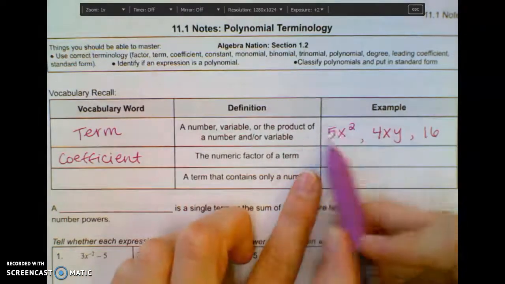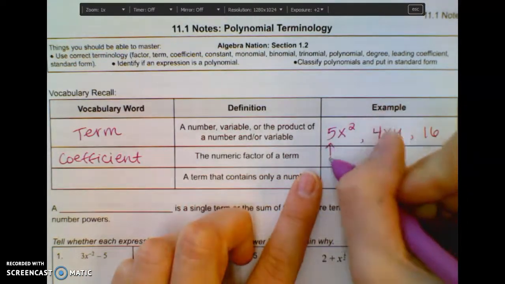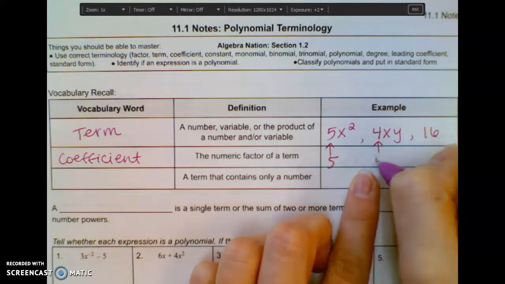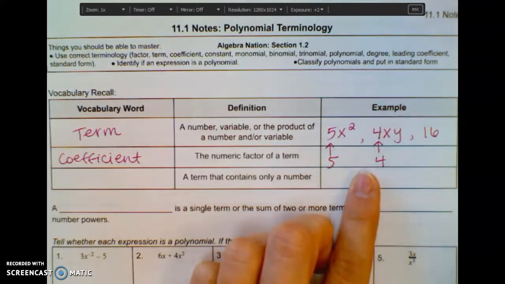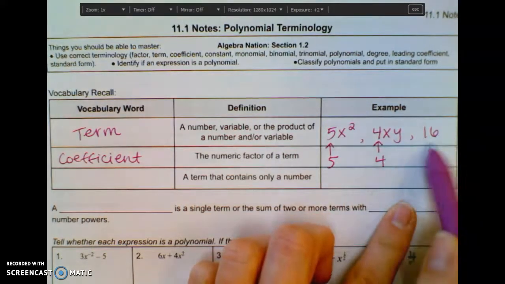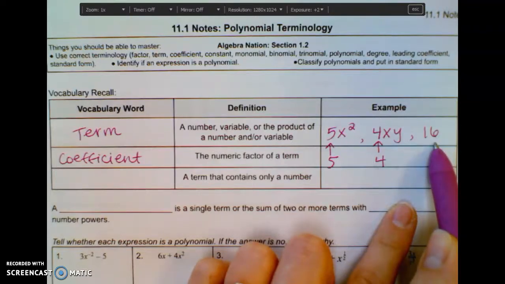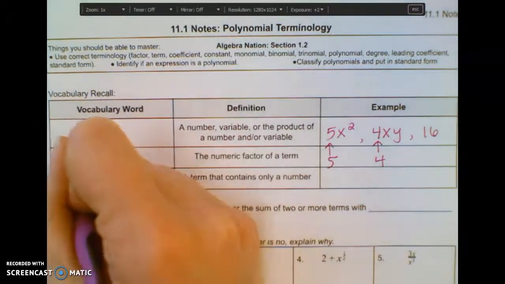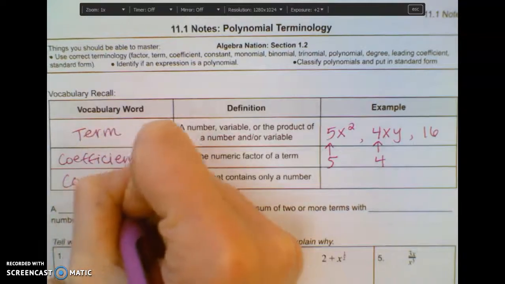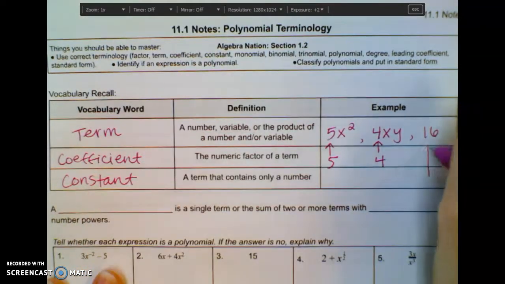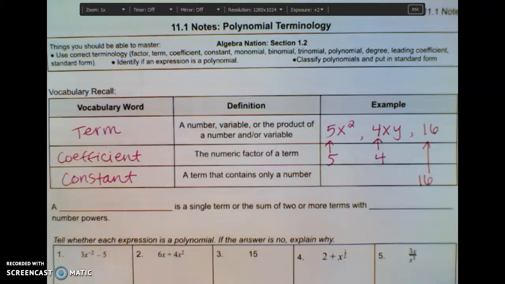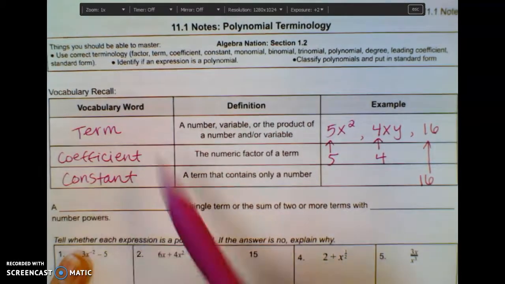So what's the coefficient of 5x squared? It's 5. The coefficient of 4x squared is 4. And then 16 actually has a different name because when we have a term that contains only a number, that is called a constant. So 16 is actually a constant term. So that's our vocabulary. We should already know that, but if not, then here's a refresher.